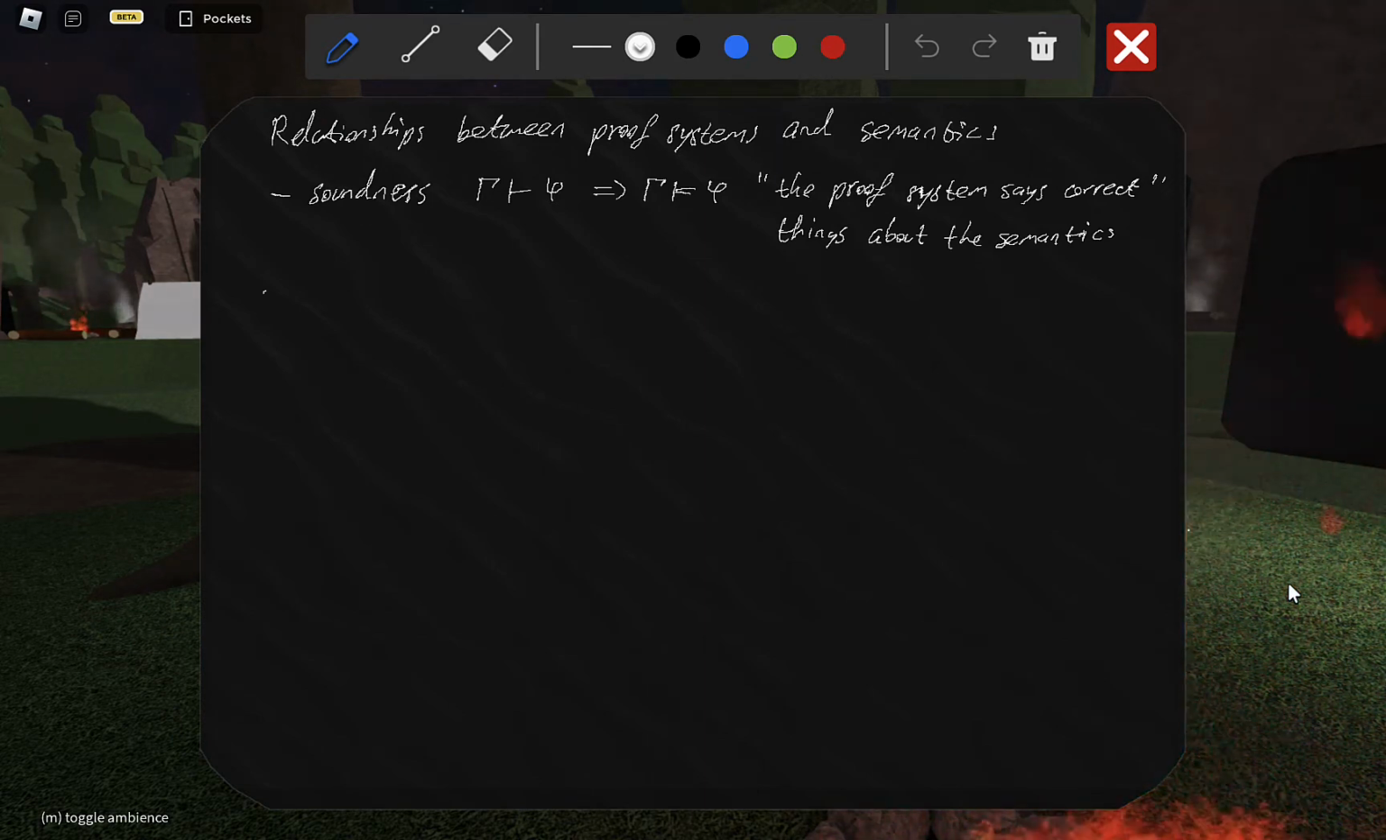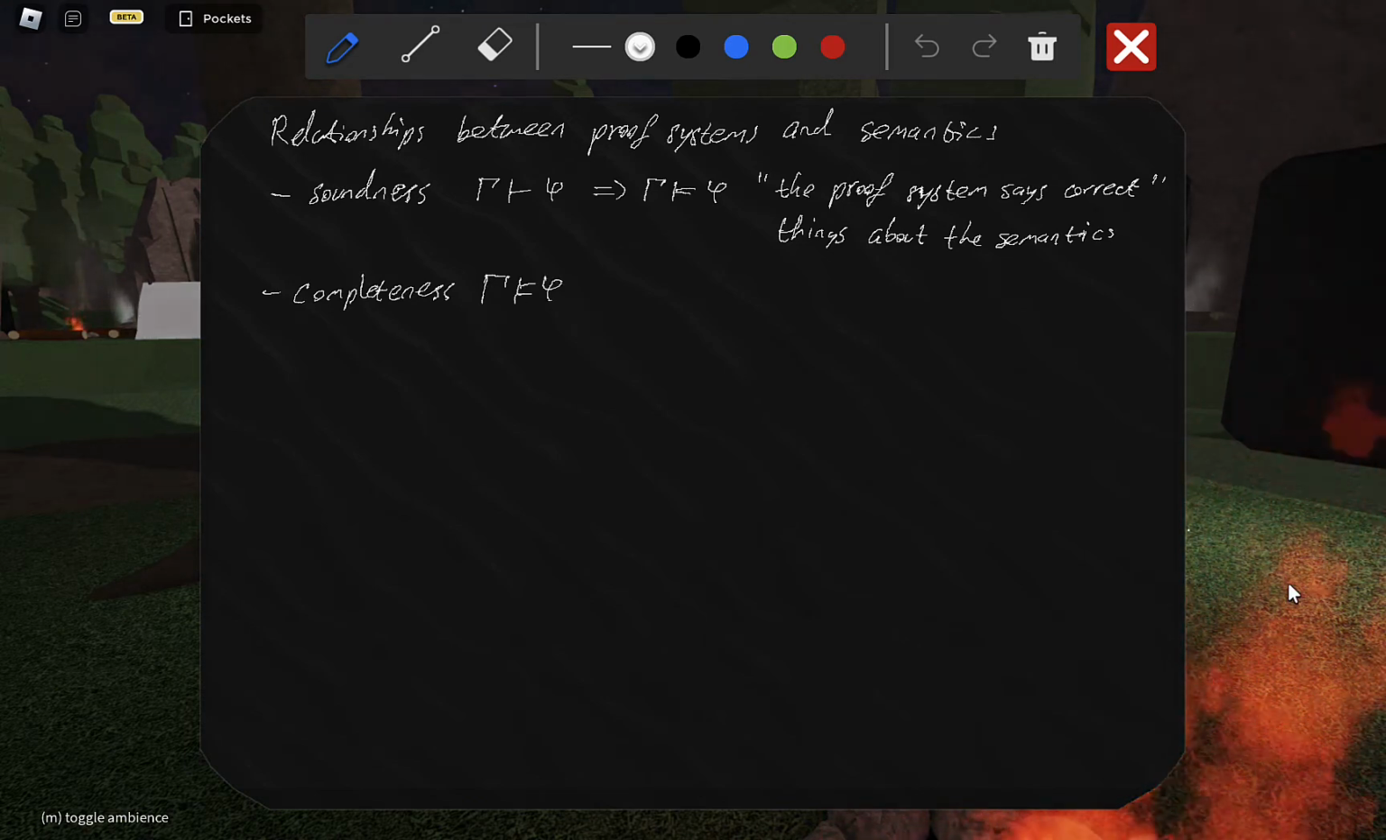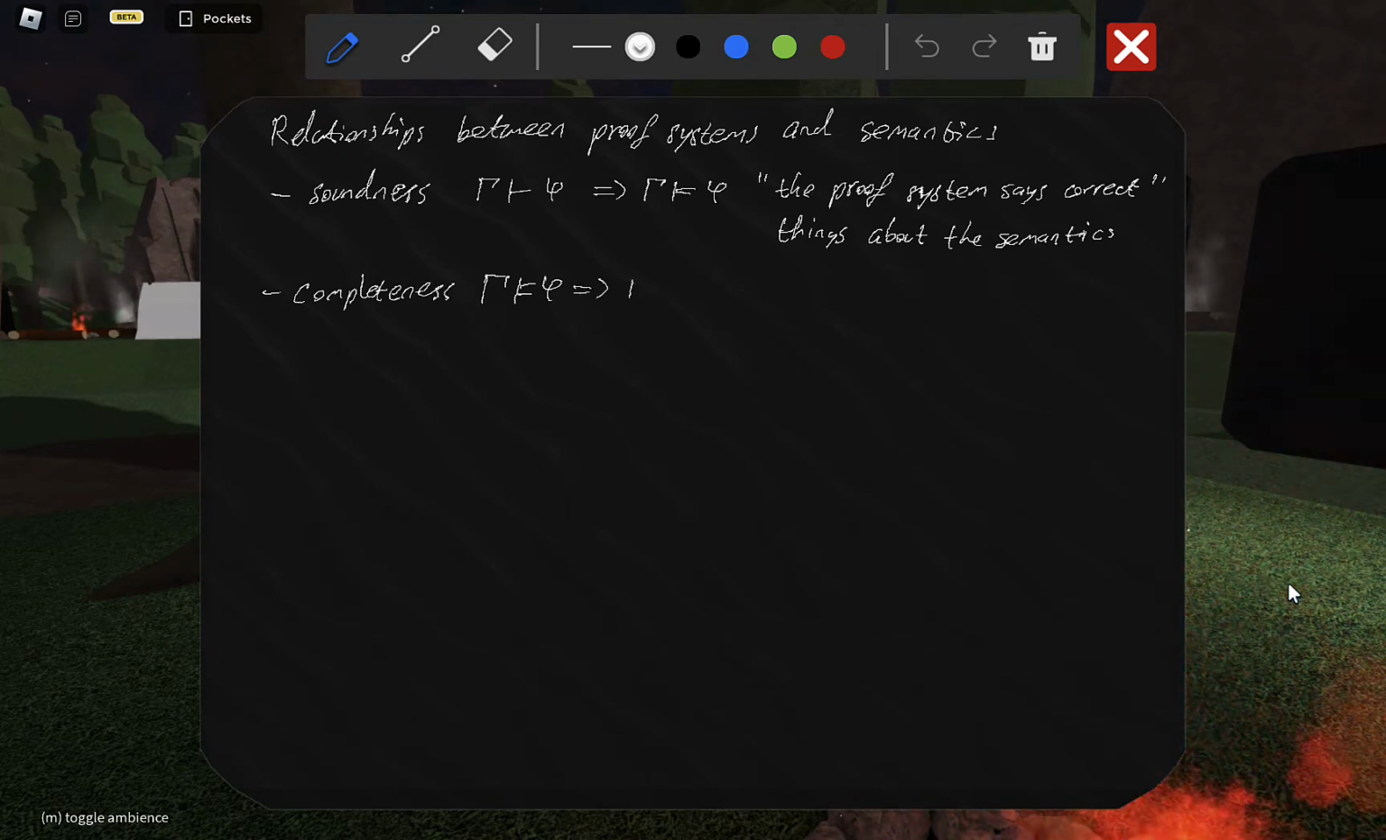Another one is then completeness, which is the other implication. That if you have semantic entailment, then your proof system can sort of recognize that and prove phi from the set of sentences gamma.